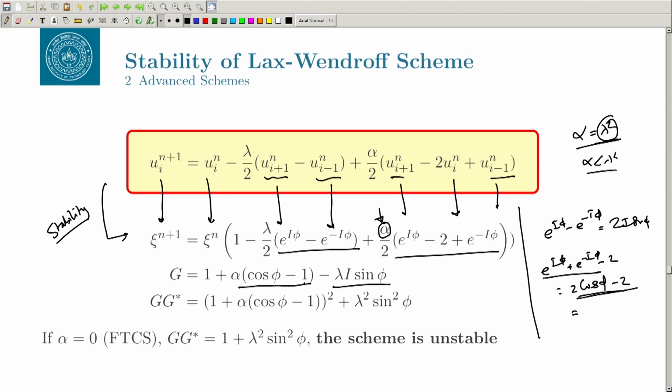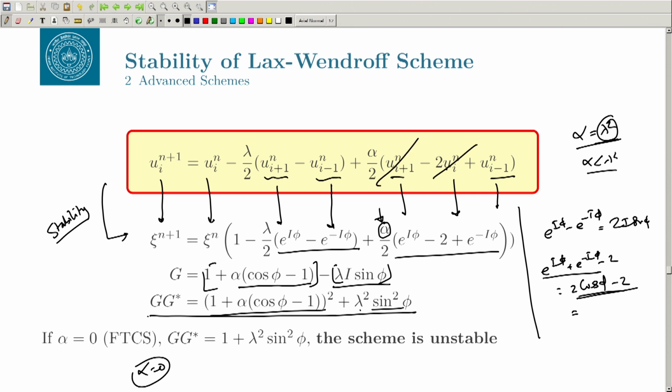The 2 will get cancelled out, and if you take the magnitude of this amplification factor, g g star, this is my real part and this is my imaginary part, lambda sin phi. So, you will have this equation, real square plus imaginary square. If you put alpha equal to 0, that means this entire term goes to 0. So, this scheme is forward in time and centered in space, and you recover the amplification factor, which is 1 plus lambda square sin square phi, which is greater than 1, and this is unstable as we know already.